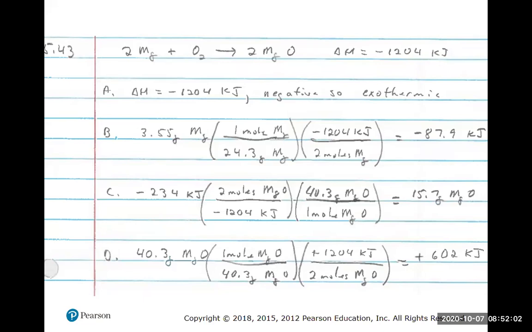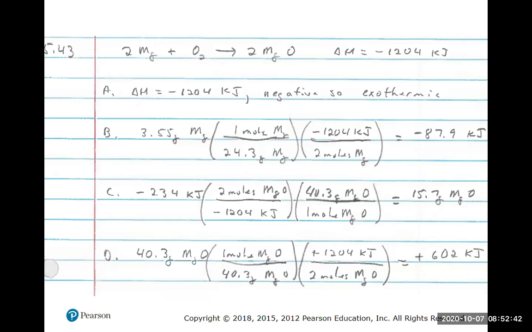So on C, that's that minus 234 kilojoules that they gave us in the problem. We start with that. We know our delta H is minus 1204 kilojoules for this reaction. Since we're with magnesium oxide, our stoichiometry has a 2 in front of the MgO. So similar to the previous problem, we have 2 moles involved in this minus 1204 kilojoule reaction. So now we're in units of moles of magnesium oxide.